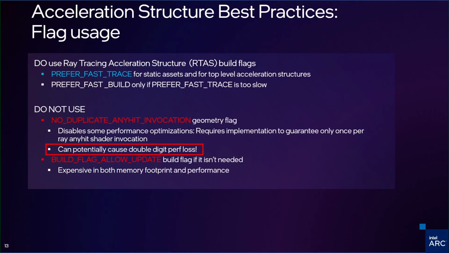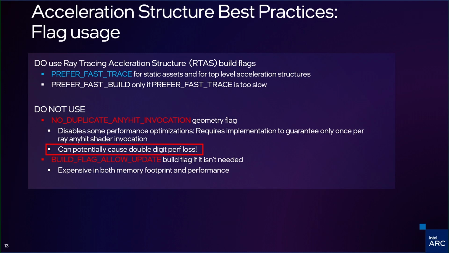So getting into our best practices for acceleration structures, I want to talk first about flag usage. And this is going to benefit on all the GPUs. Microsoft mentions this in the DXR spec even. Always prefer fast trace for static access and for top-level acceleration structures. This is a pretty known thing in the field. But the couple of these other ones that I highlight in red are maybe a little bit focused on our GPU in terms of actual negative performance impact.